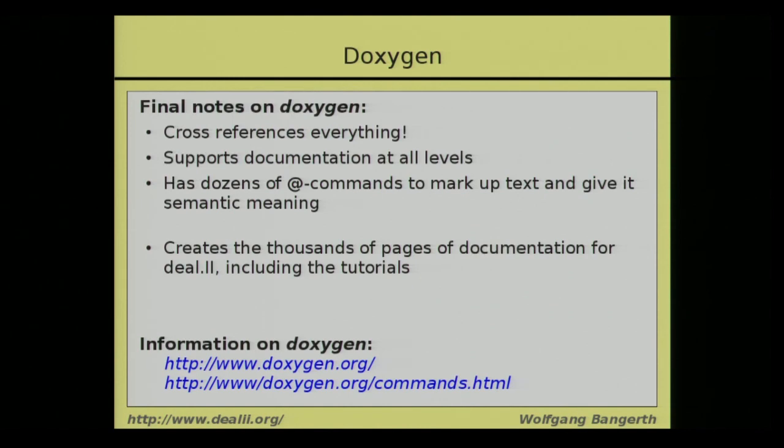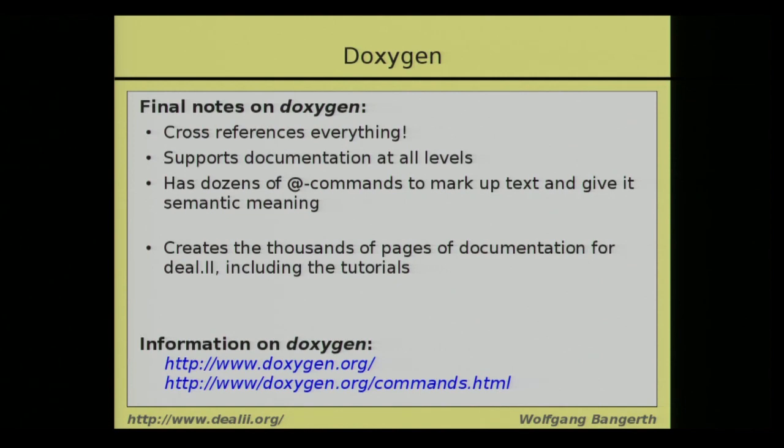And Doxygen enables exactly this sort of exploration of code, where you see something else referenced that you don't quite understand, you just click on it, you read through it, and you go back, and now the context makes sense. Doxygen is a tool that really provides you with all of this cross-referencing. Doxygen supports documentation at all levels, so it's quite happy to extract documentation from individual function declarations and class declarations, but it also supports modules, and in deal.II we also send the tutorial programs through Doxygen, for example.